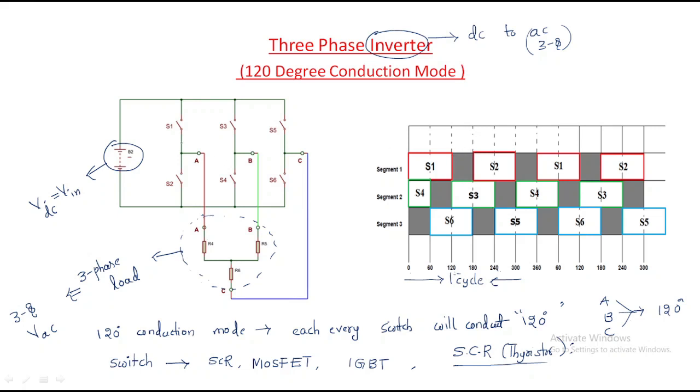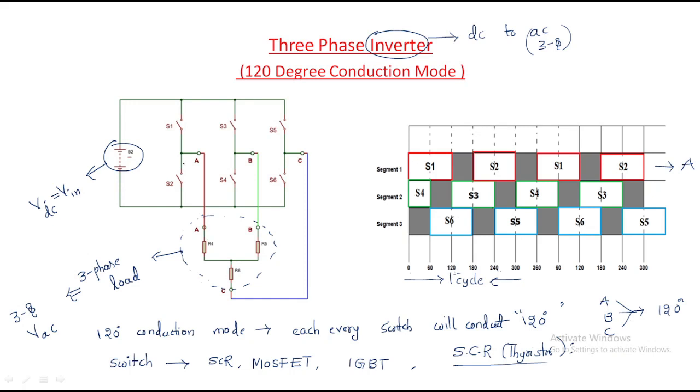Whatever remaining switch in the A phase, S2, again S2 will be conducted for 120 degrees. After a 60 degrees gap, again S1 will be given. The S1 switch will be operated for 120 degrees. After that, 60 degrees again off mode, then S2 will be started. This is for the A phase. These all will be operated for the A phase.